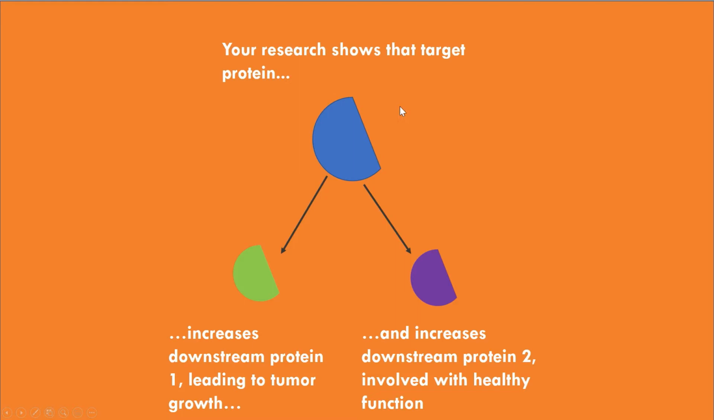However, you happen to have done research in your PhD study, research of this pathway, and you happen to know a little bit more than the market does about how this particular protein functions. And specifically, you know that there are two main downstream proteins that mediate the effects of this target protein. So there's downstream protein 1 that is increased by this protein, and then higher levels of this protein lead to tumor growth. And then we have downstream protein 2, which is involved in healthy function, and levels of this protein are also increased by the target protein.